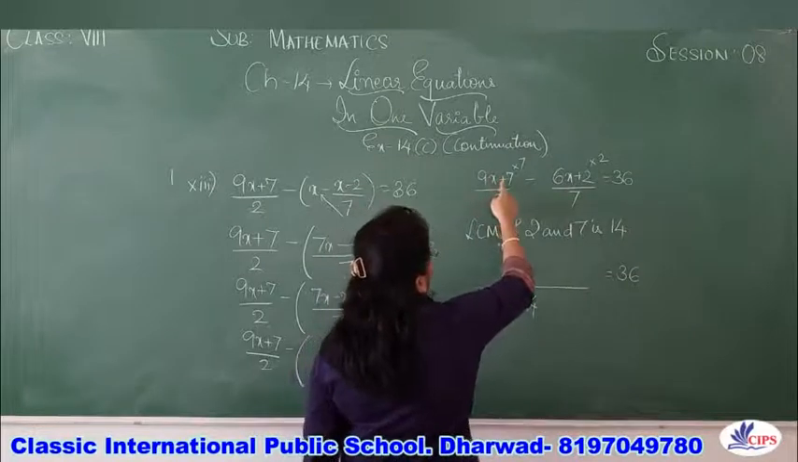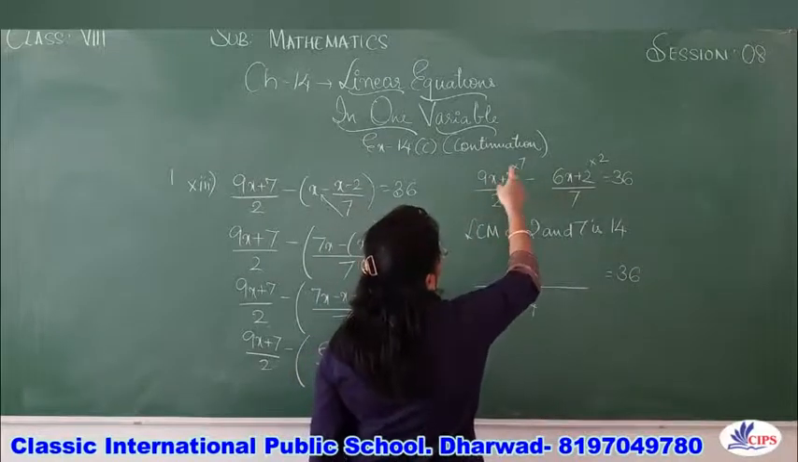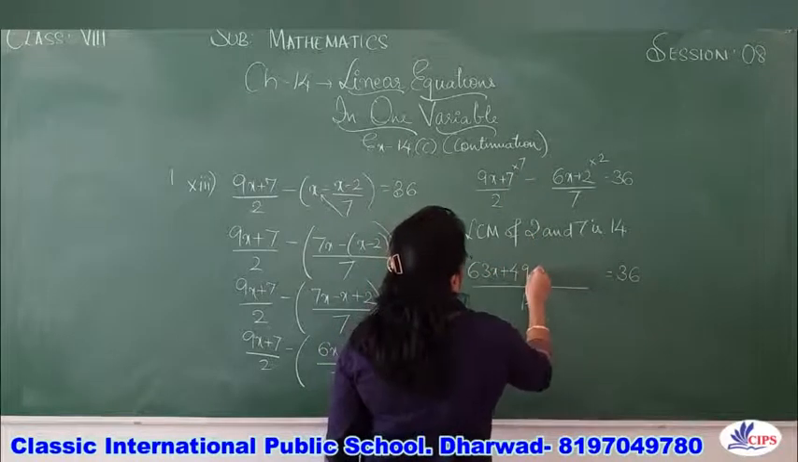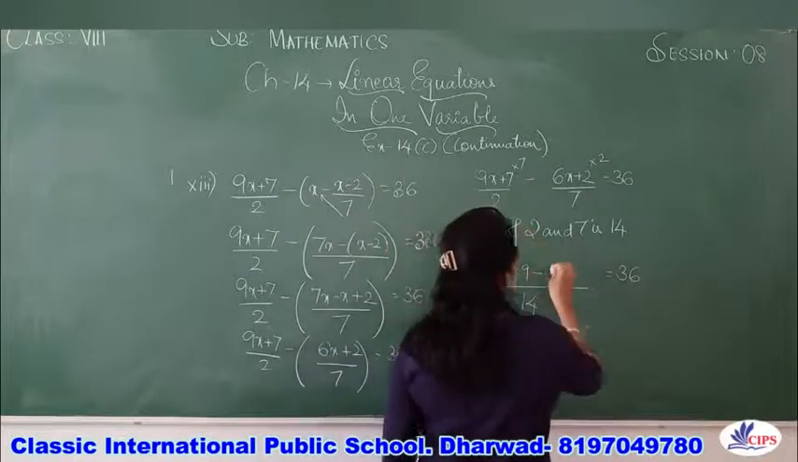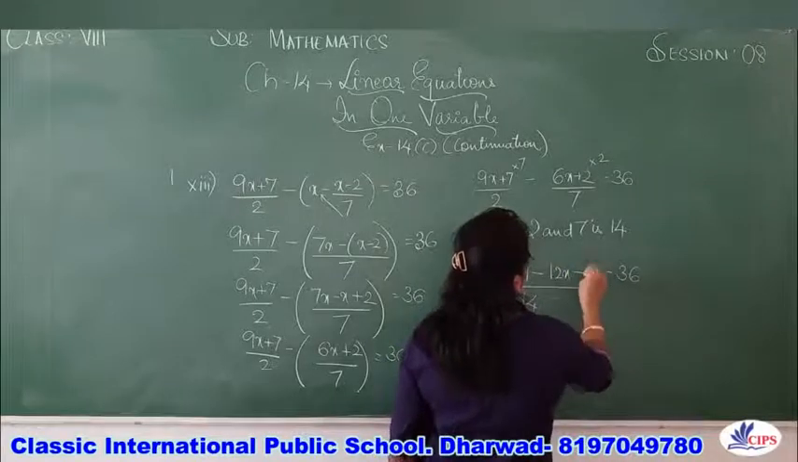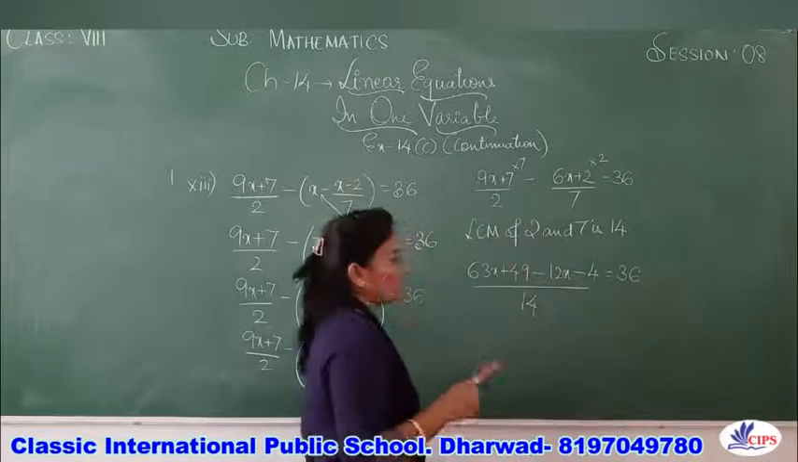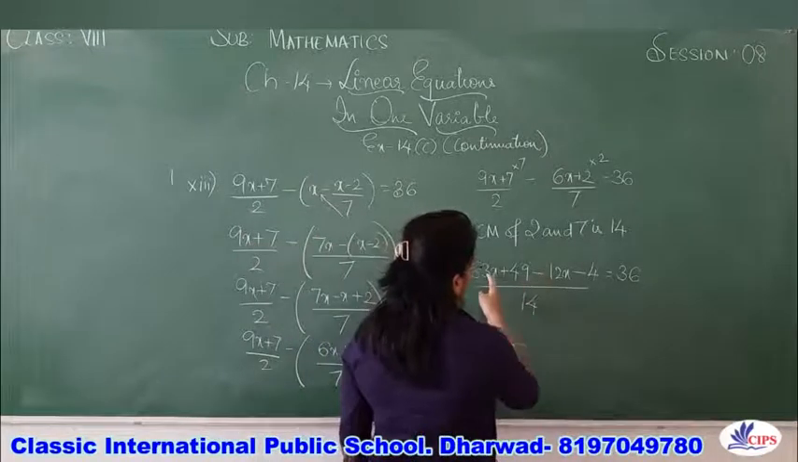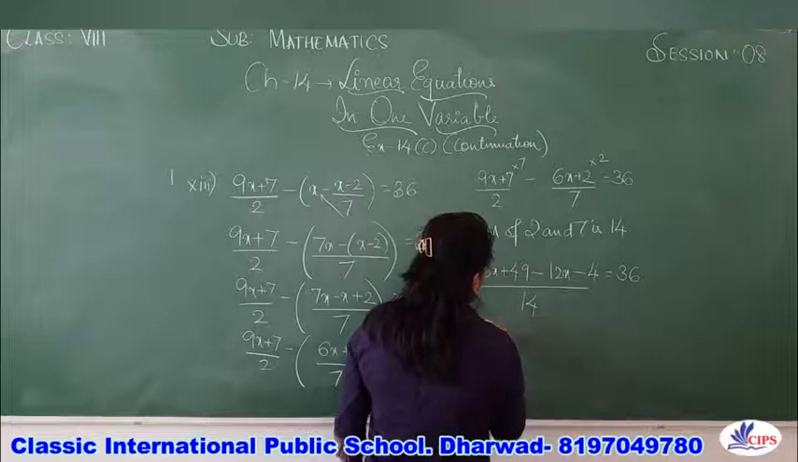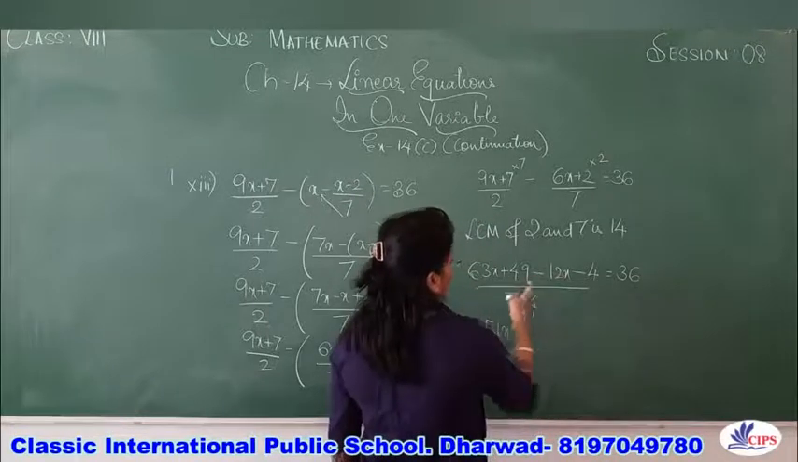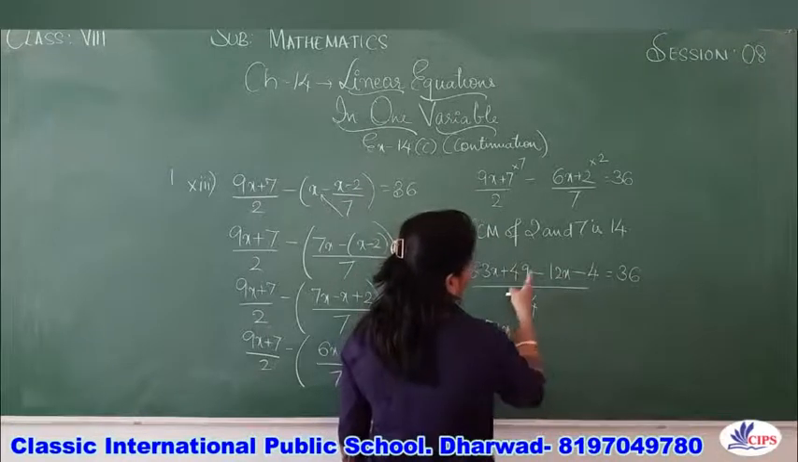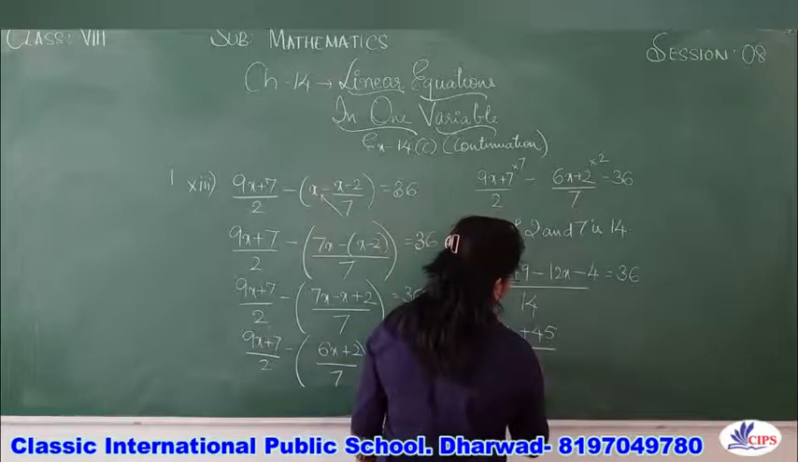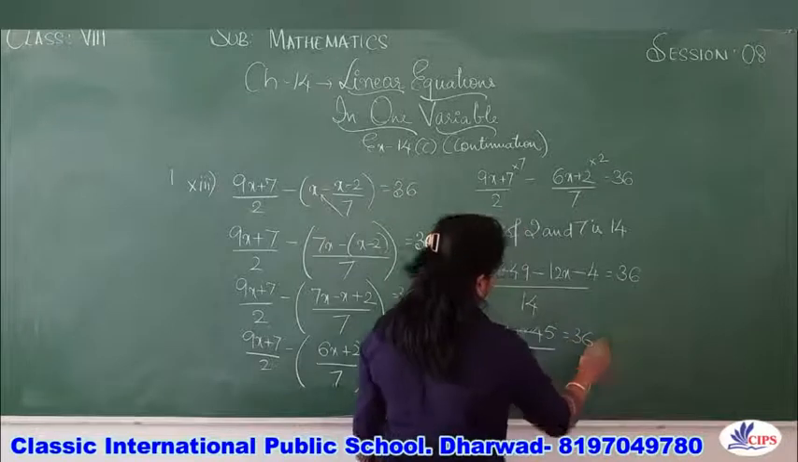So 9x plus 7 into 7 we have to multiply. So 9x into 7 will be 63x plus 49 minus 6x into 2 will be 12x minus 2 twos will be 4. Now let us combine the like terms and solve them. So here we have got 63x minus 12x. So we have 51x. Because 63 minus 12 is 51, then 49 minus 4, so it will be 45 divided by 14 equals to 36.